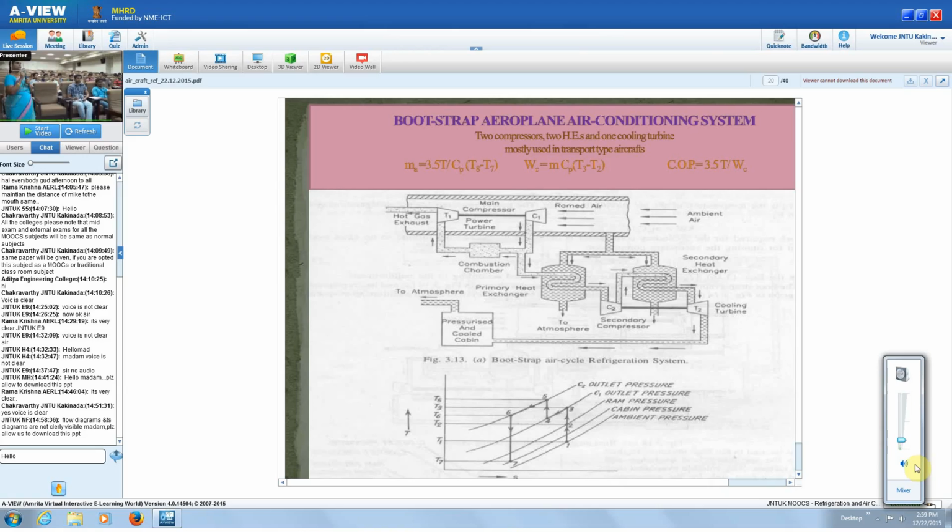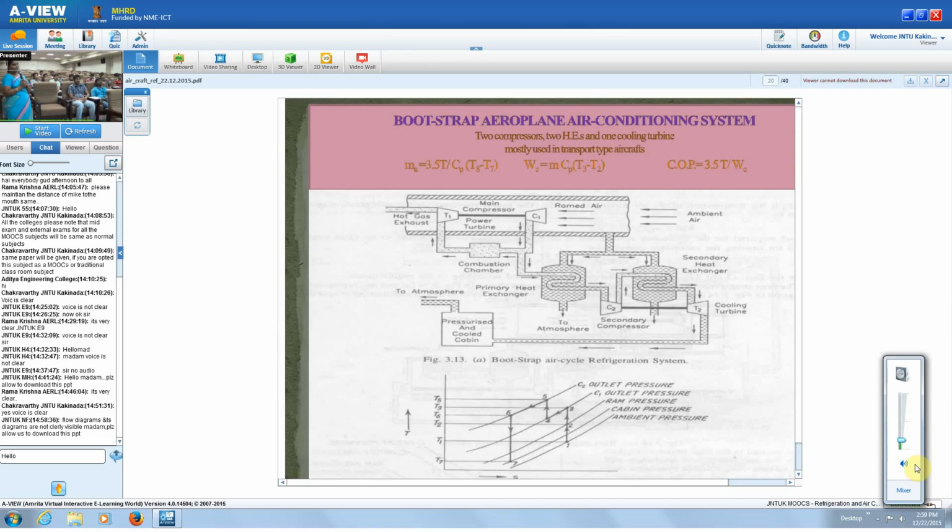Then at point 6 it is expanded in the cooling turbine. So the work done by the cooling turbine is utilized for running the secondary compressor. So the exhaust of the cooling turbine, the refrigerant, will be at low temperature and pressure. So that can be sent into the cabin, where the heat abstraction or the refrigerating effect is produced in the cabin. So the same thing you can see in the TS diagram also.